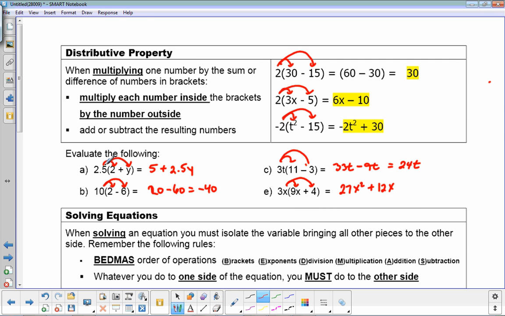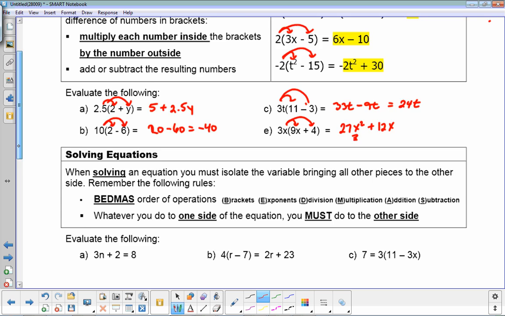So again, you're multiplying the outside number by each of the inside bracket ones. So 2.5 times 2 and y, 10 times 2 and negative 6. Here, 3t times 11 and negative 3. And here will be 3x times 9x, so 27x squared. So be careful. You're also multiplying the x's. 3x times 4 is 12x, and we're done.